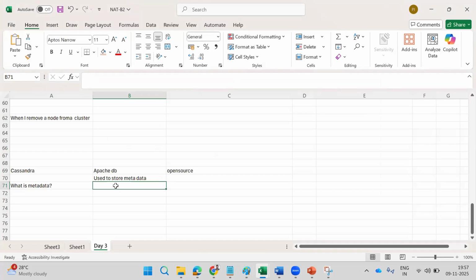Information updated. Is it clear? Yes or no? Yes. Where is this metadata stored?